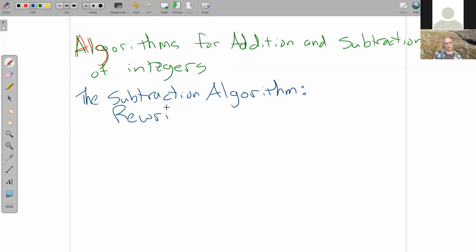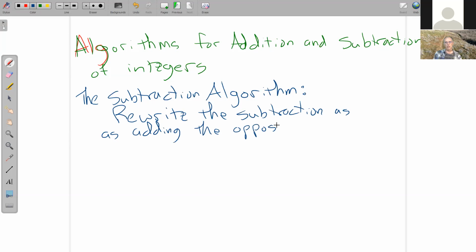We just rewrite subtraction as adding the opposite. So some examples of this, if we took that previous subtraction we had, which was -3 minus -5, we would rewrite this subtraction as adding the opposite of -5, which is 5. So these two should have the same answer, is what the algorithm says.